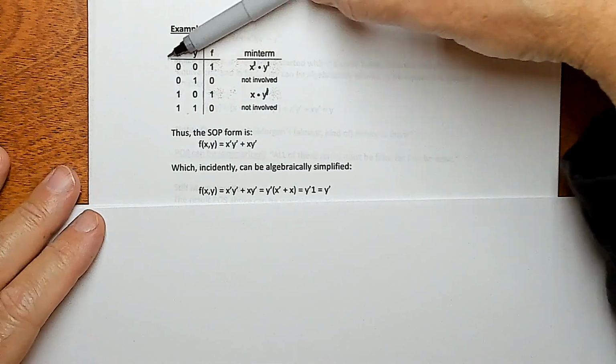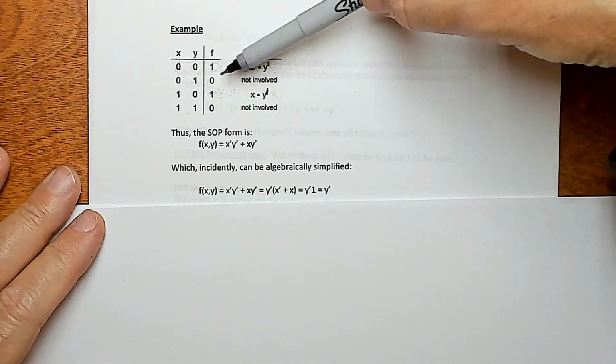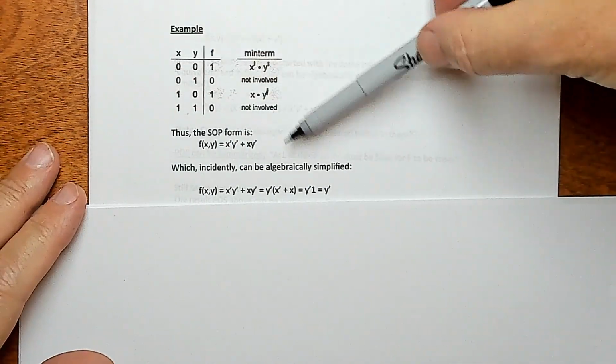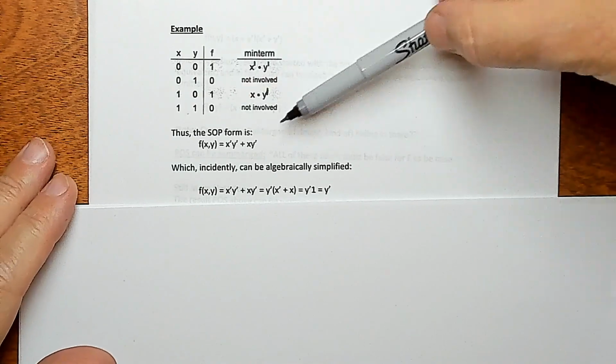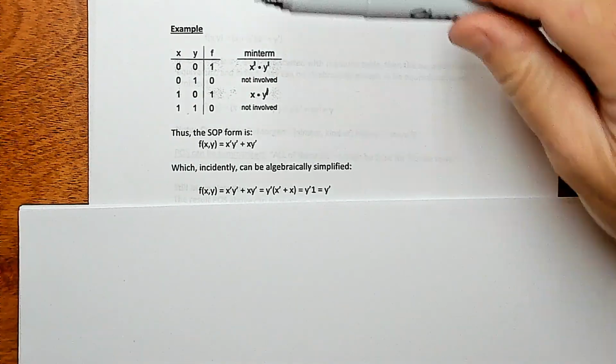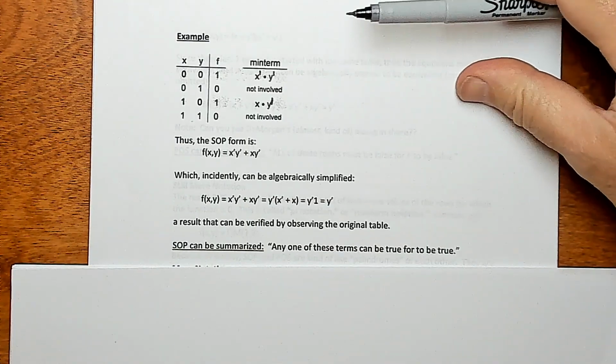So by observation, you could see that this f is just y not. But this is a real tiny little table, and for large tables, you're not going to be able to directly determine what f is. You need this formal process. Okay, so that's what we call sum of products.